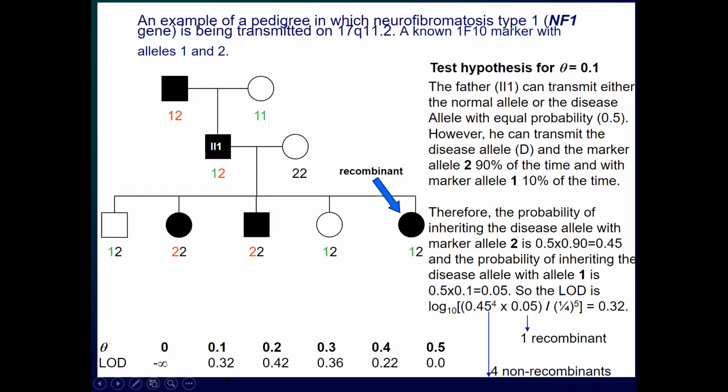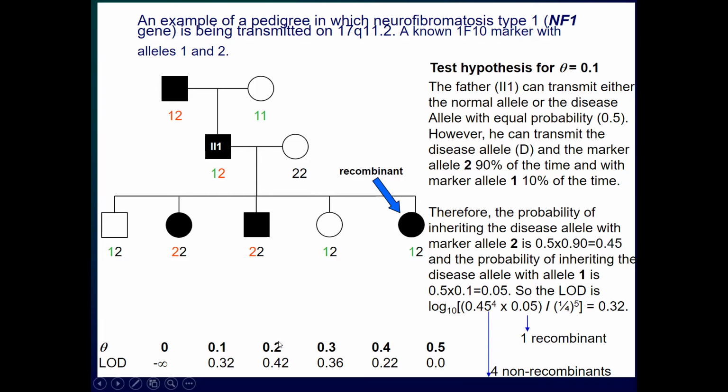By the way, when you look at this table, you do see 0.32 for the example that we've done here, but the highest LOD is for this recombination frequency. And indeed, these LOD scores are based only on this family, and the observed theta is 1 out of 5, it is 0.2. So we received the highest LOD for that.